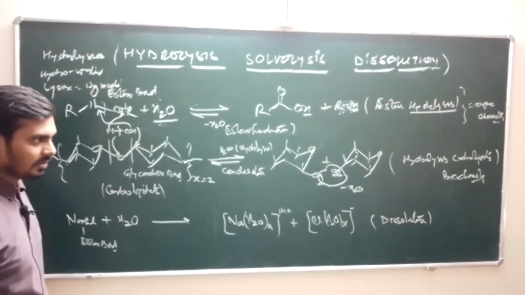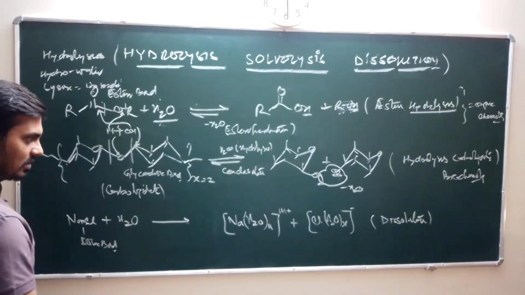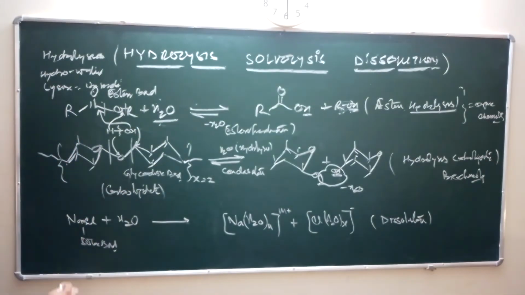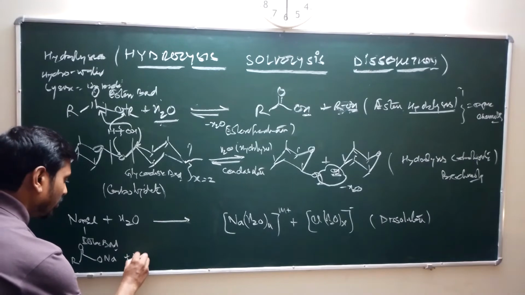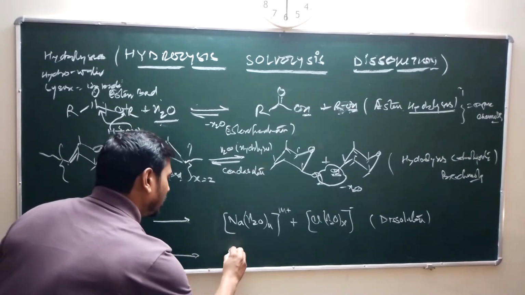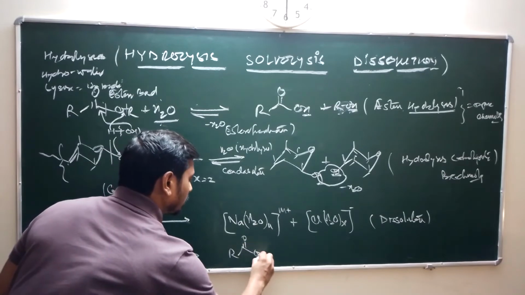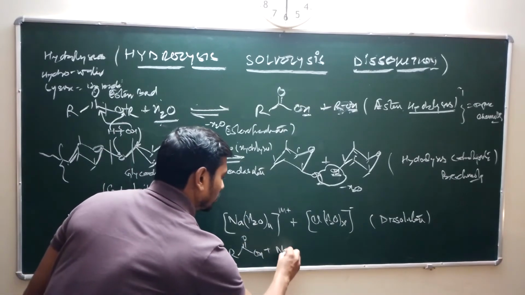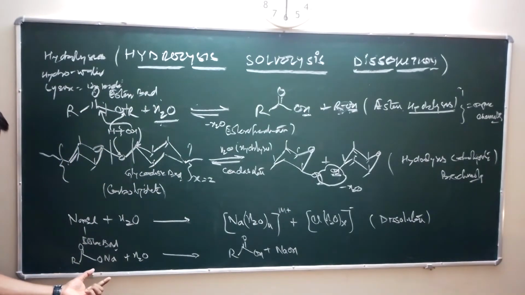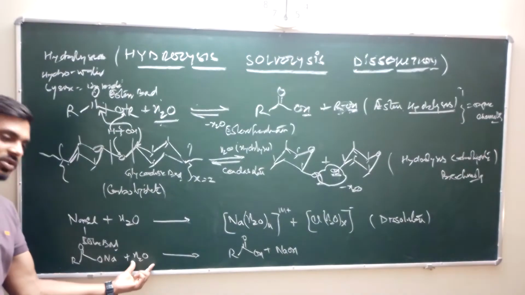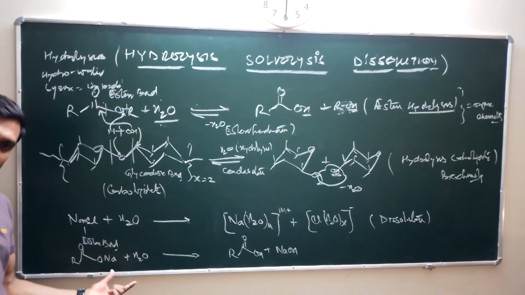Now, if I put another example to make it clear, solvolysis: this is a salt of an acid, RCONa. This is what we call the salt of a carboxylic acid. We add a water molecule and what will happen? RCOOH plus NaOH, isn't it? What is happening here? You can say this process is a solvolysis as well. This is also a salt hydrolysis.